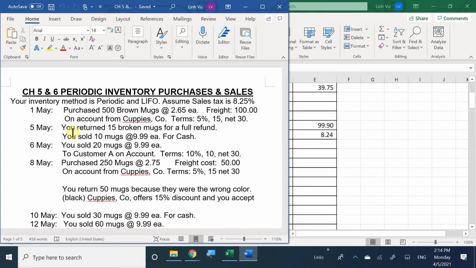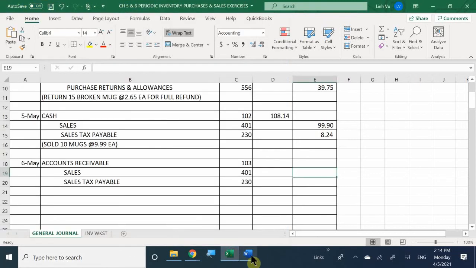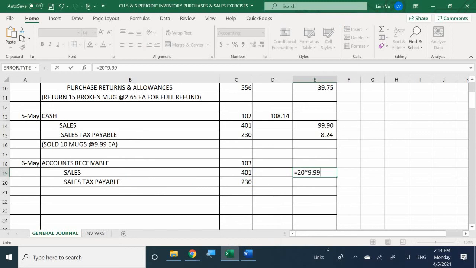$199.80. So we sold 20 mugs at $9.99. Yep, right here, journal. So here, I'm just going to do quick math. Okay, we got $199.80. How much tax is going to be on that? $16.48.